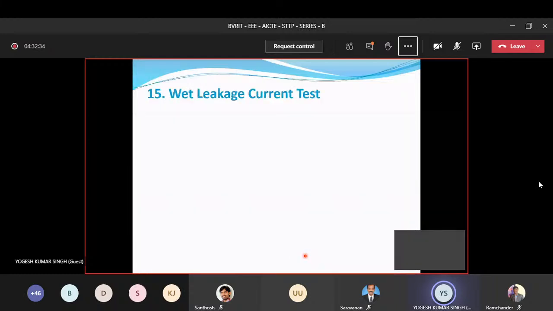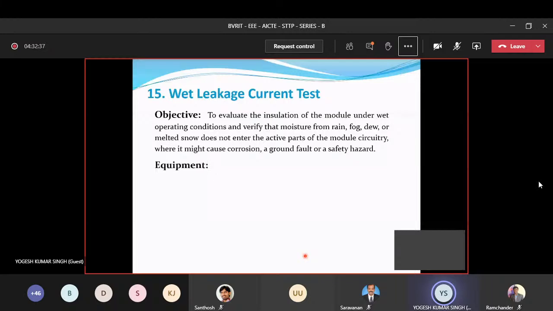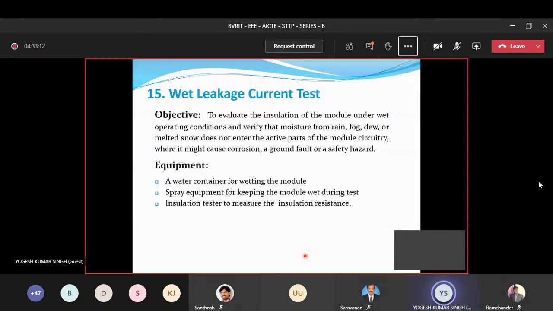Now similarly we will do the wet leakage test to evaluate the insulation of the module under wet operating conditions like raining condition, fogging condition, dew condition. In that particular condition we will cross check that your module will be working properly, and the module will not give any current leakage. For that we require the wet leakage current test, and for that we require equipment like a water container for wetting of the module. Then we take the spray equipment to keep the module wet during the test.